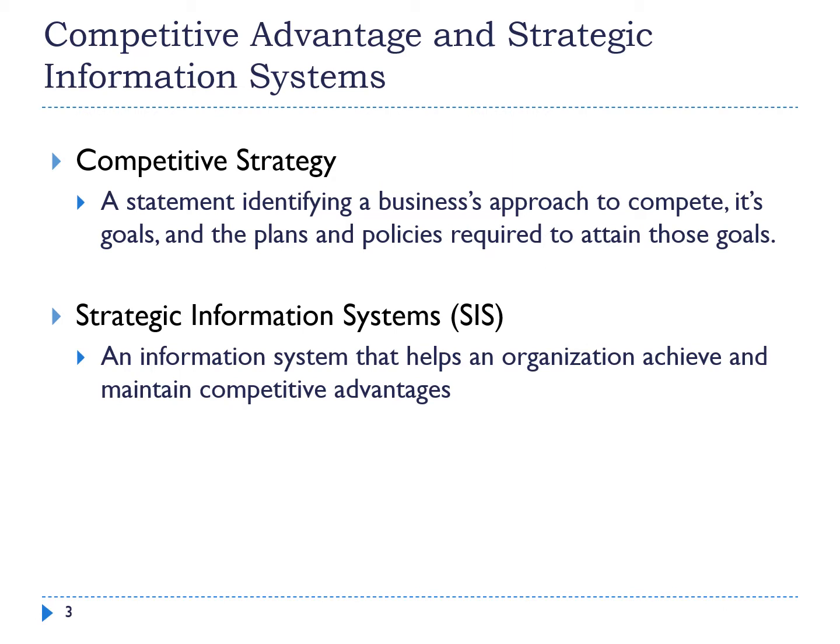Competitive strategy is a statement identifying a business approach to compete, its goals, and plans and policies required to attain these goals. A strategic information system is an information system that helps an organization to achieve and maintain competitive advantages.